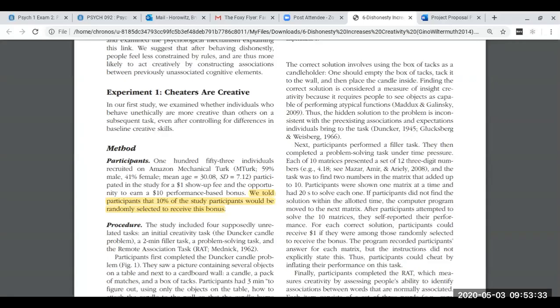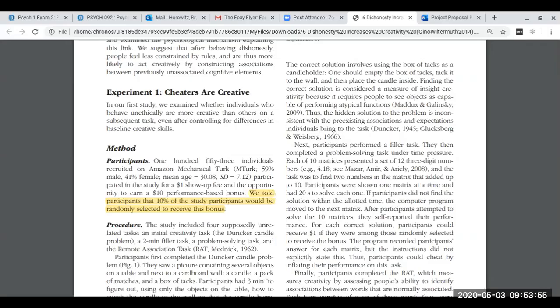Next, after they tried to solve it, they performed what's called a filler task. They completed a word search or something to distract them so they don't keep that solution right in the front of their brain, in what we call working memory. So next, participants performed the filler task, then they completed a problem-solving task under time pressure.